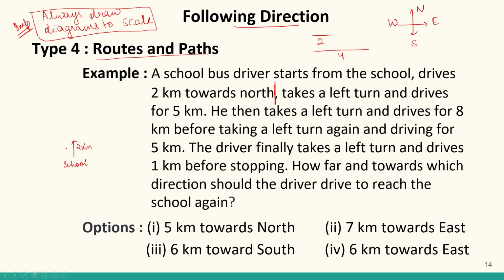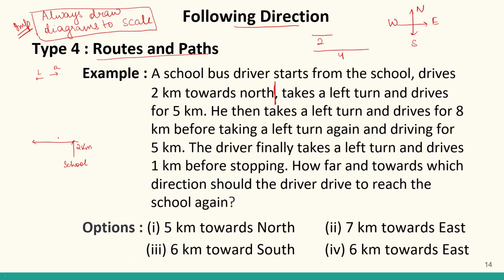A school bus driver starts from the school, drives 2 kilometer north. He drove 2 kilometer north and takes a left turn. So if I'm from north, I'm taking left. That means I'll go this side, I'll go towards west. This will be my left. This will be my right. Correct? So he takes a left turn and drives for 5 kilometers.